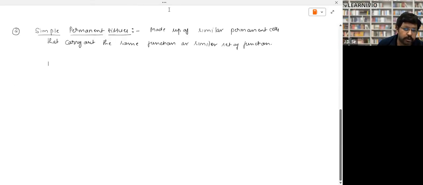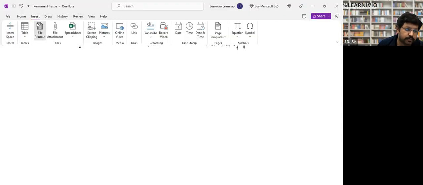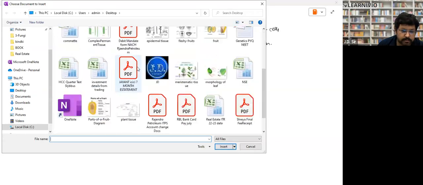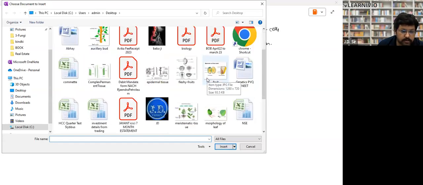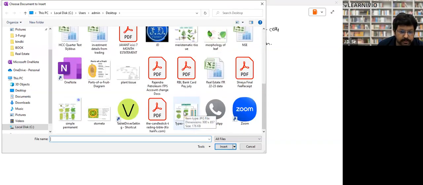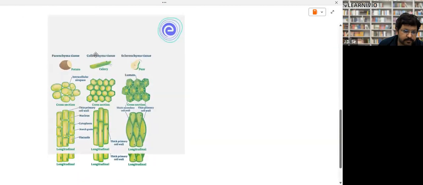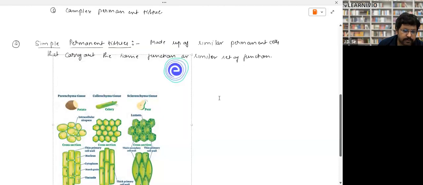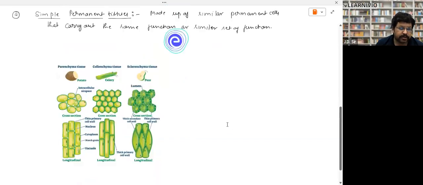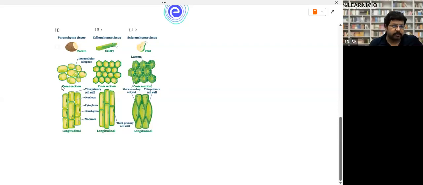First, let me show you the classification of the simple permanent. Simple permanent tissue can be divided into three categories. First, parenchymatous tissue. Second, collenchymatous tissue. Third, sclerenchymatous tissue. First I will tell you roughly, then I will let you note it down and explain more clearly.